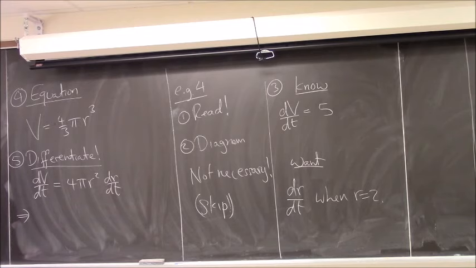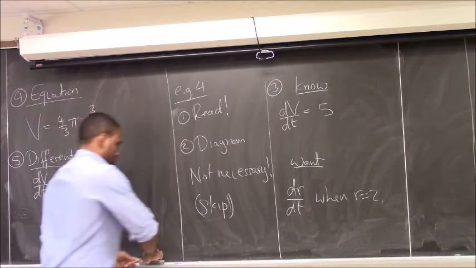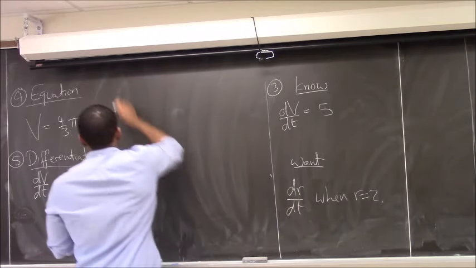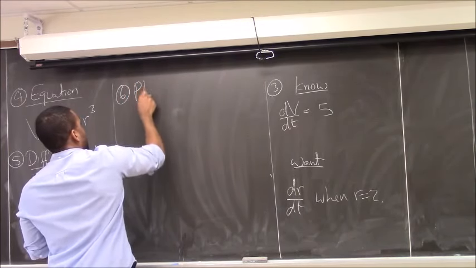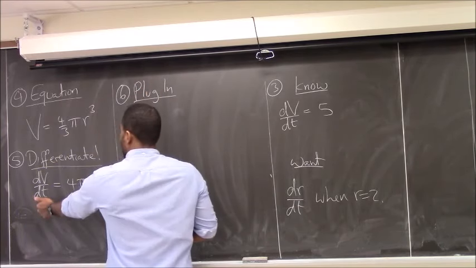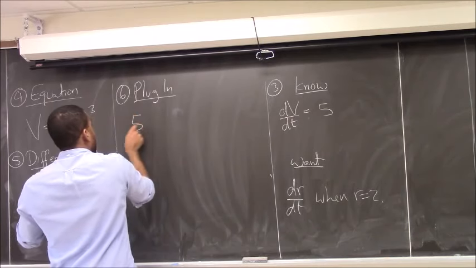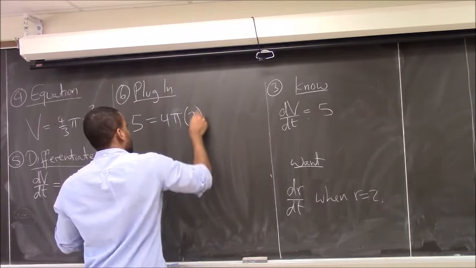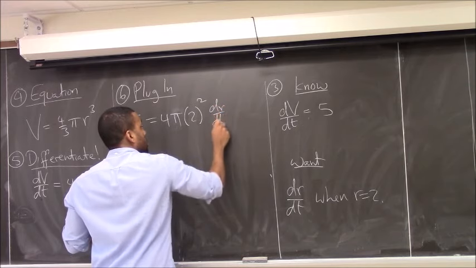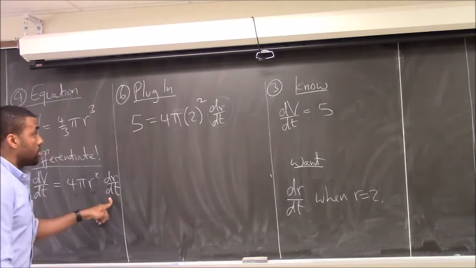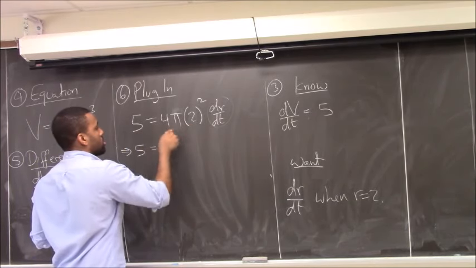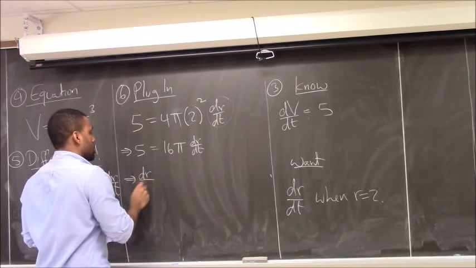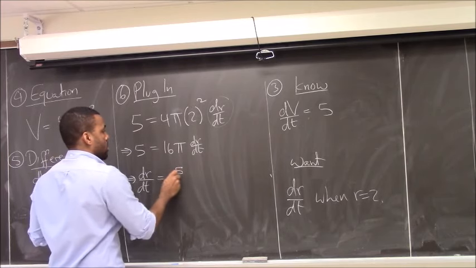And so now what? What's the next step? Plug in. Now it's to just plug in your knowns and solve for your unknowns. So dV/dt, that's 5. 4 pi is just 4 pi. r, we know at the moment when r is 2, times dr/dt. dr/dt we don't know, that's in fact what we want to find. So this means 5 is equal to 16 pi times dr/dt, which means dr/dt is going to be 5 over 16 pi.